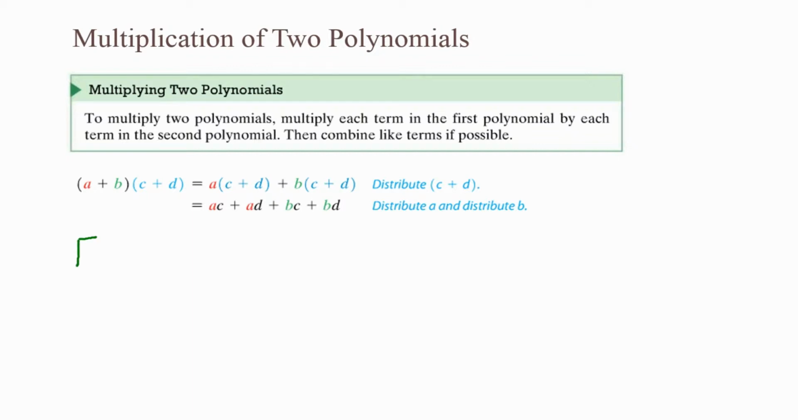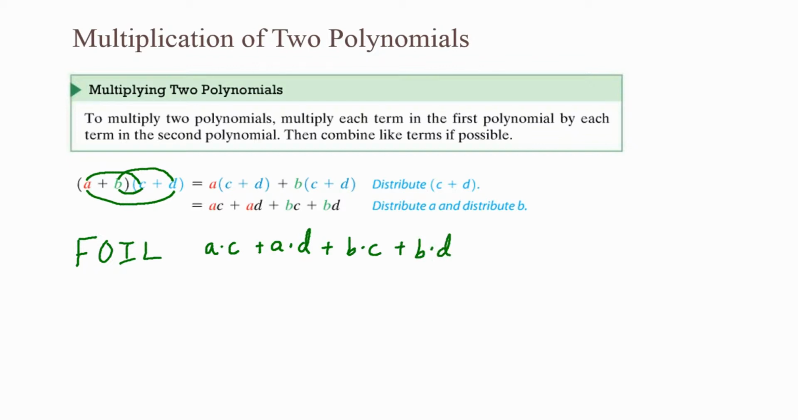Another way to do this is by what's called the FOIL method. F stands for first, which would be a times c. O is for outside, which would be a times d. I stands for inside, which would be b times c. And L stands for last, which would be b times d. This gives you the same result as when you distribute. It's just a nice mnemonic to help you remember the order of multiplication. Either method works.